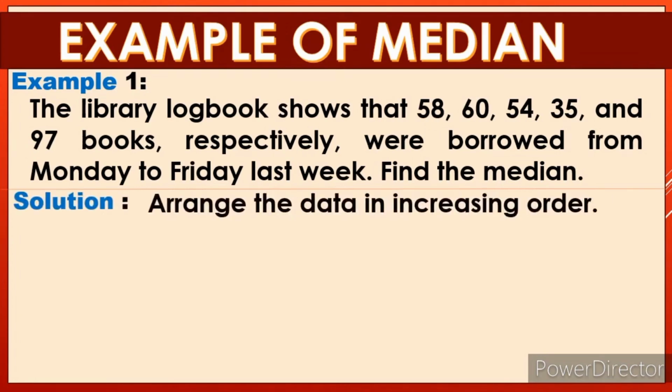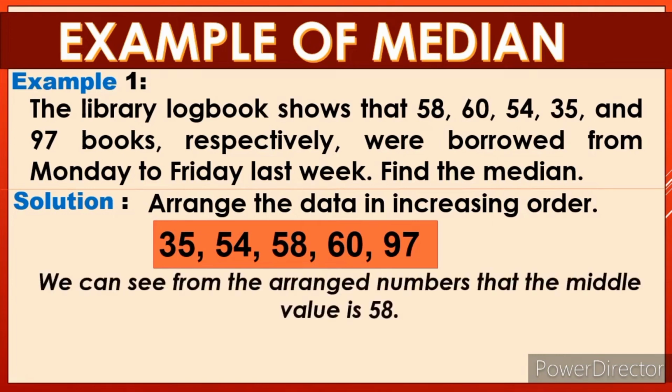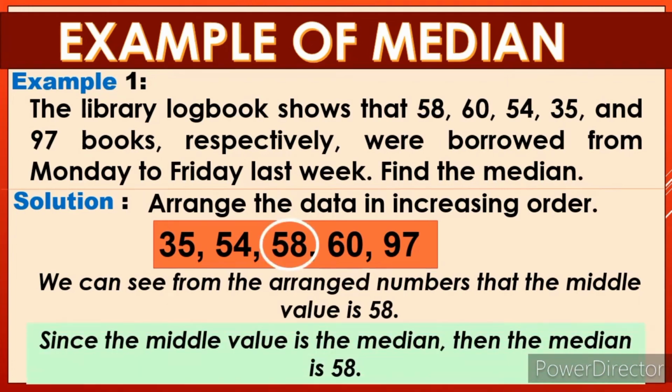And now this is the solution. We're going to arrange the data in increasing order. When we say increasing, it is from the lowest number going up. Then we have 35, 54, 58, 60, 97. So we can see from the arranged numbers that the middle value is 58. Since the middle value is the median, then the median is 58.